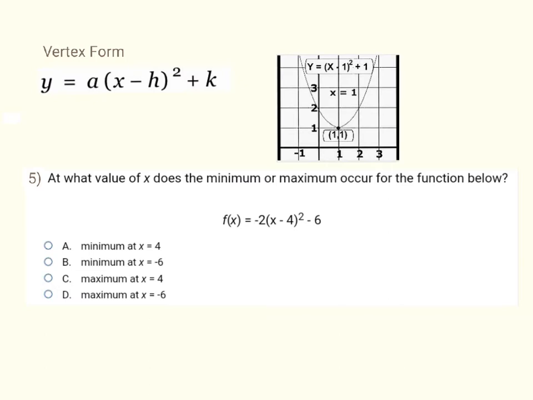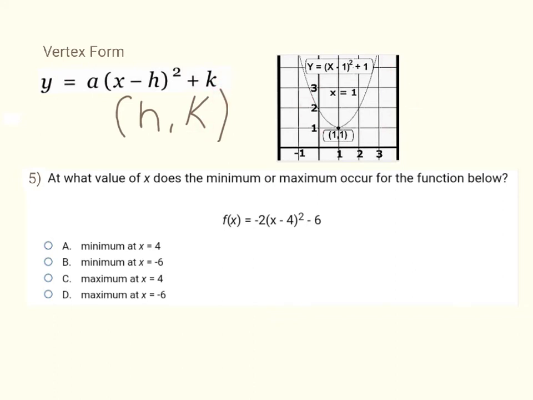Another way to find the vertex that's fairly easy is when you're given a problem where the equation is in vertex form. Looking at some notes up here before we look at our question, the vertex form generically is our a coefficient, parenthesis x minus h, parenthesis squared plus k, where the point (h, k) is the vertex. So to find the vertex, you take the opposite of the number with x, and then you take the k number at the end by itself.